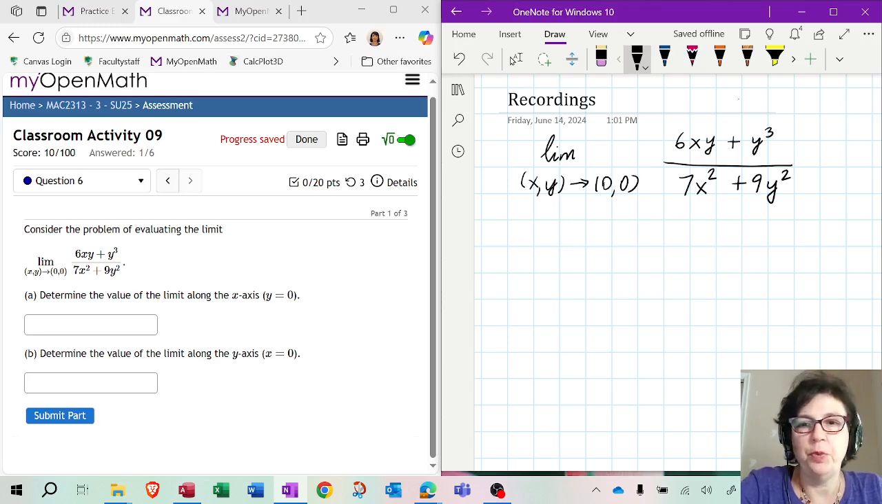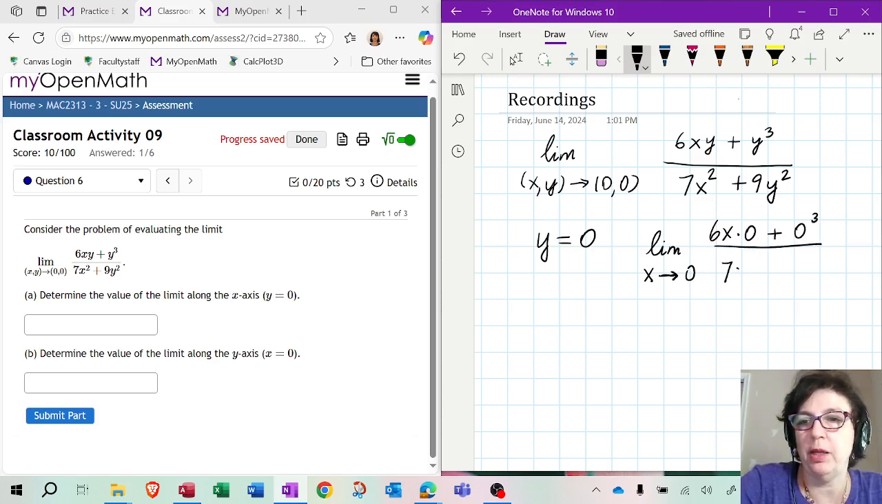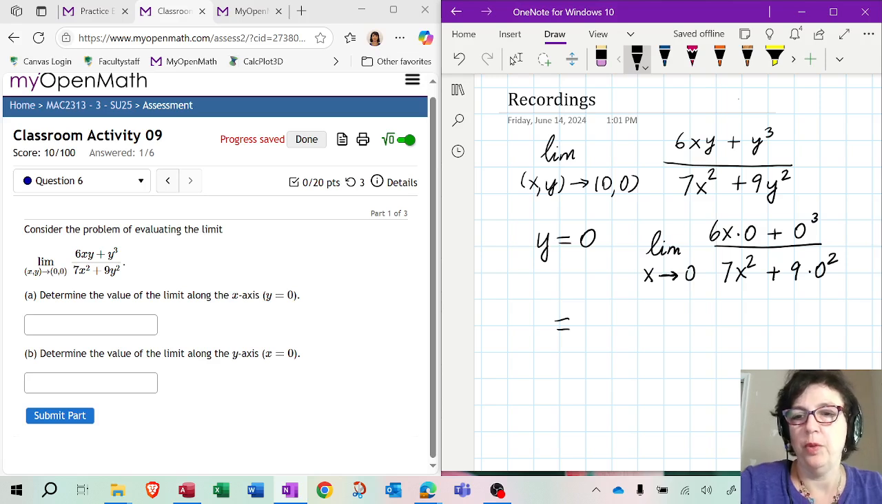Okay, the first thing we do is look at what happens to this function as you are moving towards (0, 0), but you have to stay on the x-axis. So the x-axis is the equation y = 0. So we are going to plug y = 0 into the expression, but keep x the way it is. So x is still going to approach 0, but y will be changed to 0. Okay, so everywhere where we see y, we substitute 0. Now we want to compute what we got.